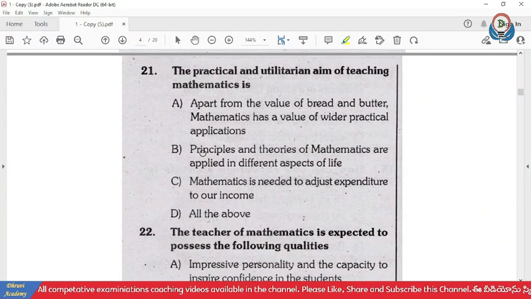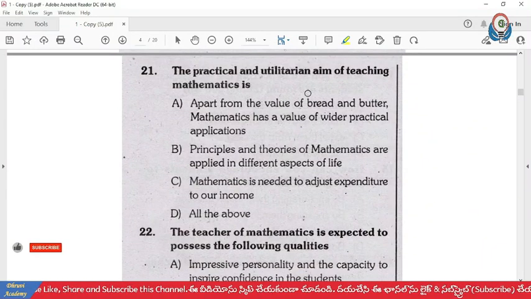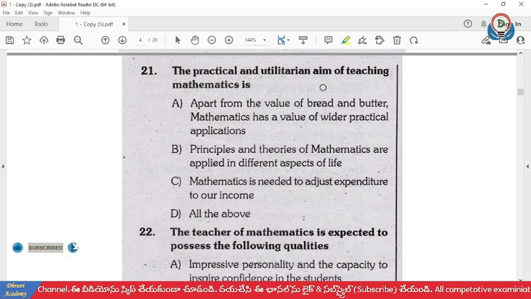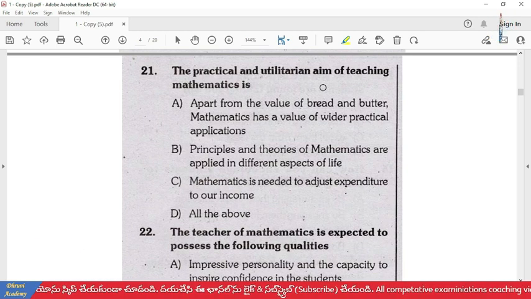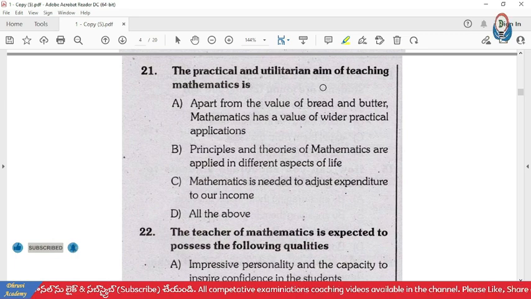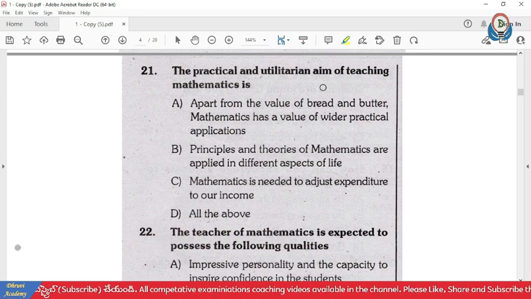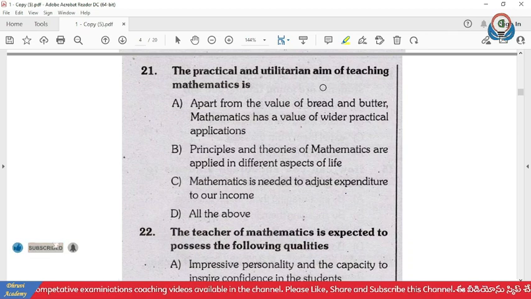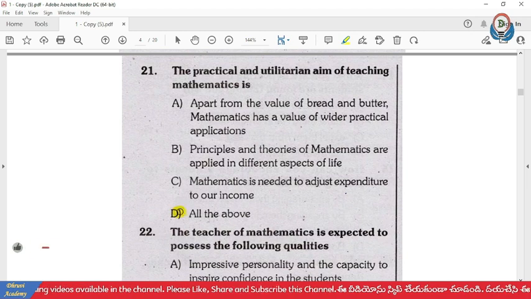The practical and utilitarian aim of teaching mathematics is, apart from the value of bread and butter, A, mathematics has a value of wider practical applications. B, the principle and the theories of mathematics are applied in different aspects of life. C, mathematics is needed to adjust expenditure to our income. Or D, all the above. Which is the right answer? The answer is D, all the above.